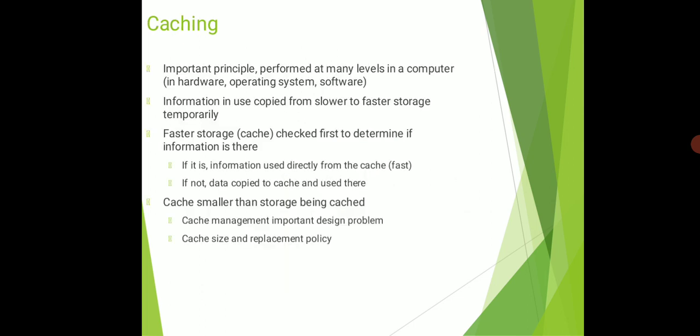Next one is called caching. It is an important principle, performed at many levels in a computer: in hardware, operating system, and software. Information in use is copied from slower to faster storage temporarily. The faster storage, the cache, is checked first to determine if the information is there. If it is, the information is used directly from the cache. If not, data is copied to the cache and used there.